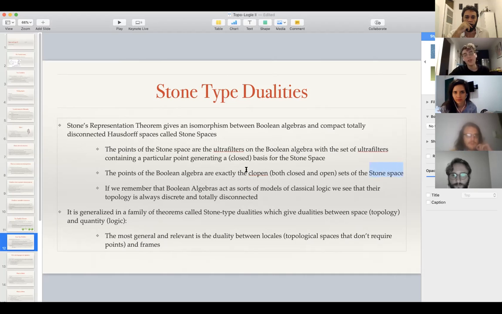Clopen sets are sets that are both closed and open. This is exactly going to be the Boolean algebra that corresponds to the Stone space. Okay, so it's a topological relation.